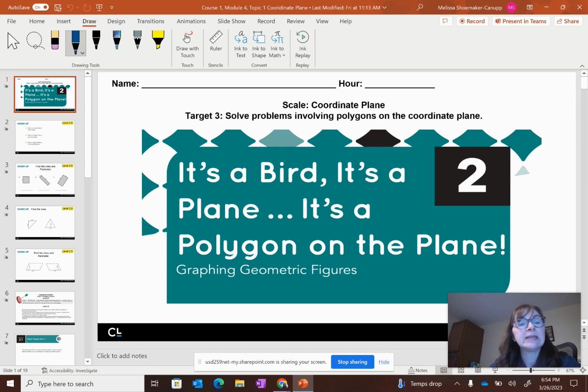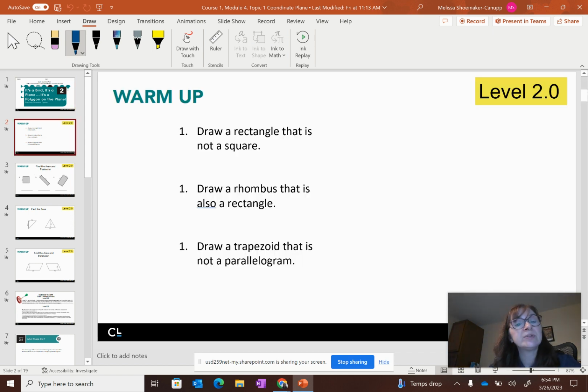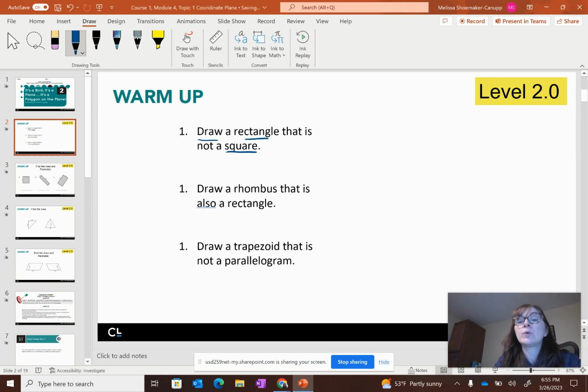It's a bird, it's a plane, it's a polygon on a plane. Once again, they're trying to be cute. So we're actually going to be plotting points and drawing different shapes on the coordinate plane and then finding the area and the perimeter. So we're warming up here by drawing a rectangle that's not a square.